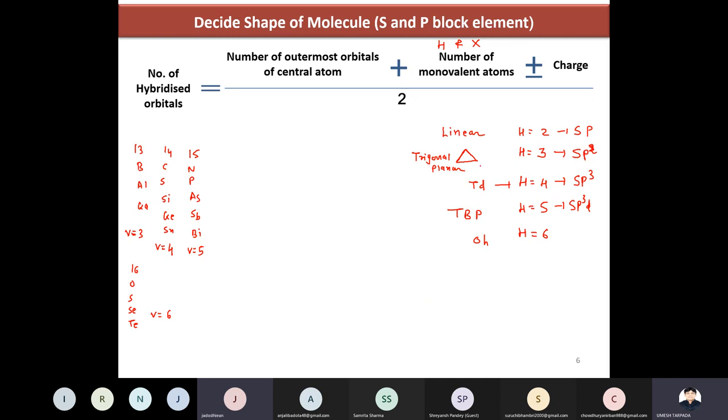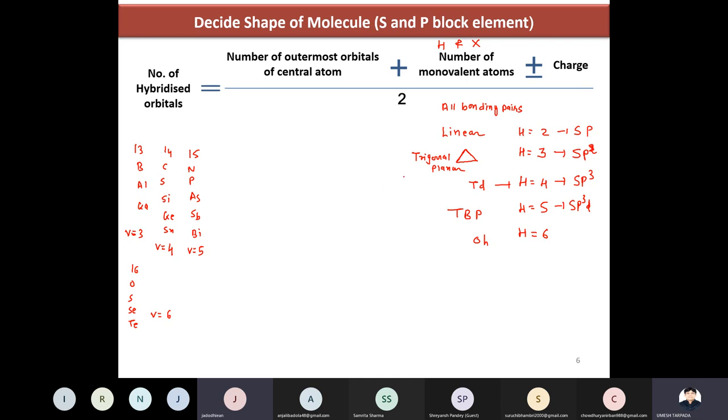Now, of course, suppose your expected shape is trigonal planar. If you have 3 electron pairs, and all the pairs are bonding pairs, at that time you are getting the expected shape. Remember, for the expected shape, all the pairs must be bonding. That is required. If a bonding pair is not there, then you cannot have the expected shape. If any lone pair is present, then it will disturb the shape.